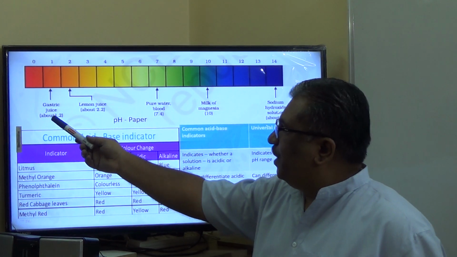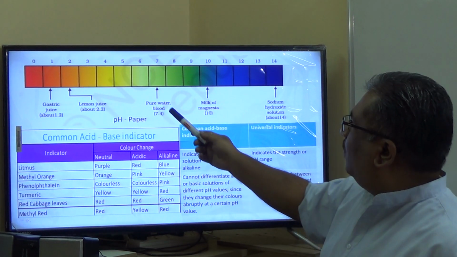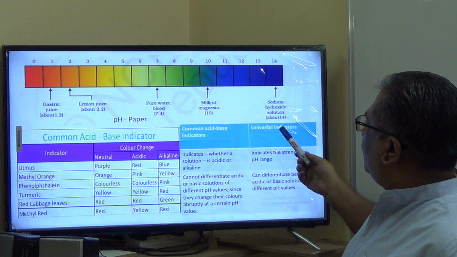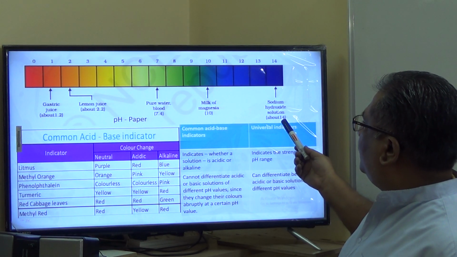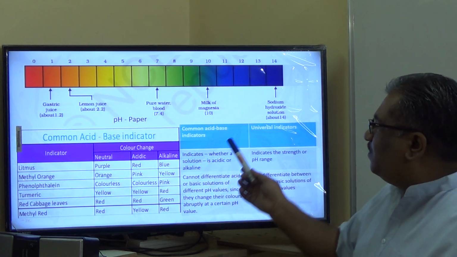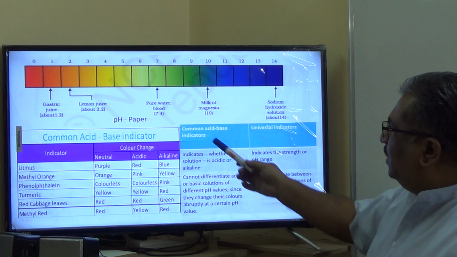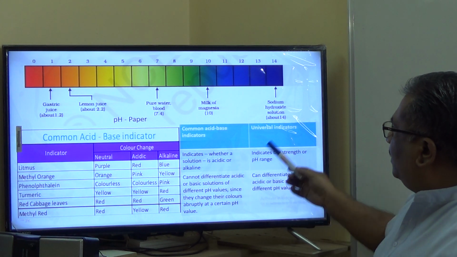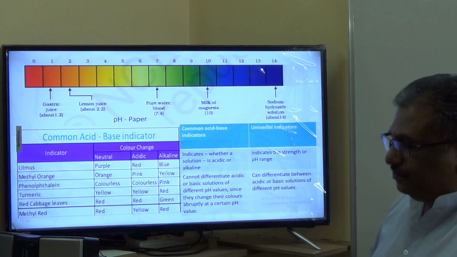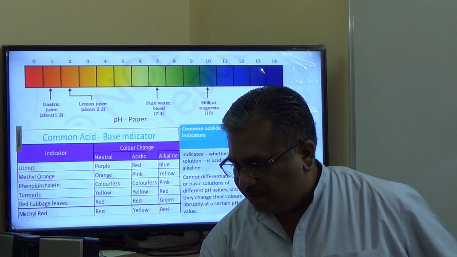Gastric juice 1.2 pH, lemon juice 2.2, pure water, milk of magnesia is magnesium hydroxide, and sodium hydroxide, highly basic in nature, which is 14 pH. Okay, and this part also you note down, the difference between common acid base indicator and universal indicator, which I have explained already. Fine, let me check what else is there next.